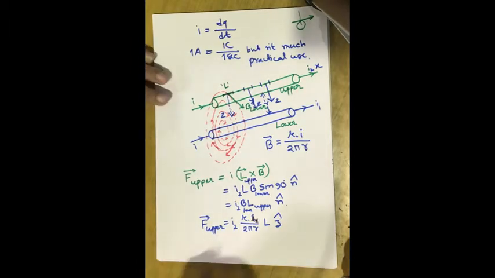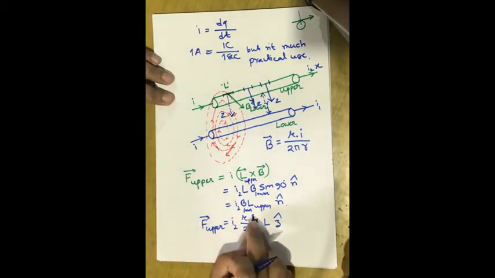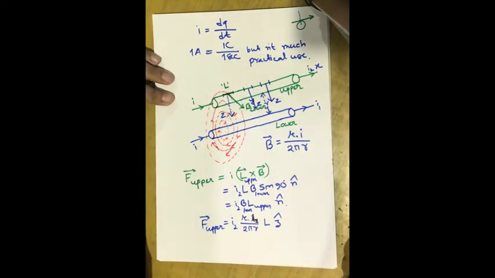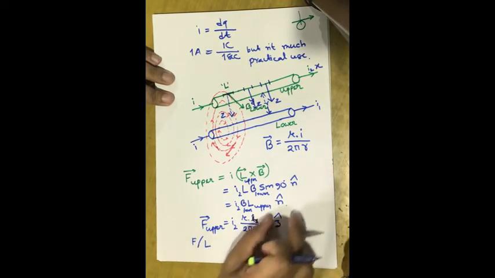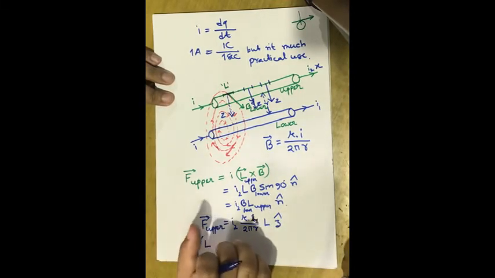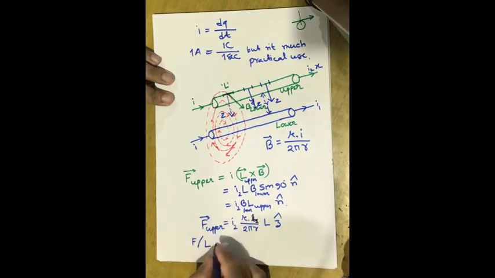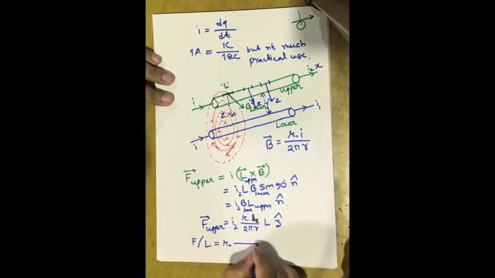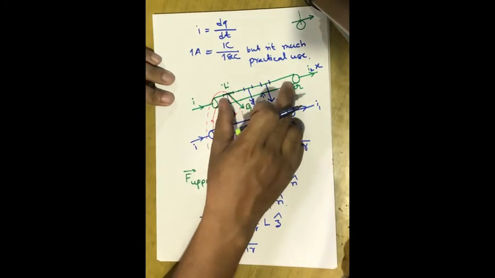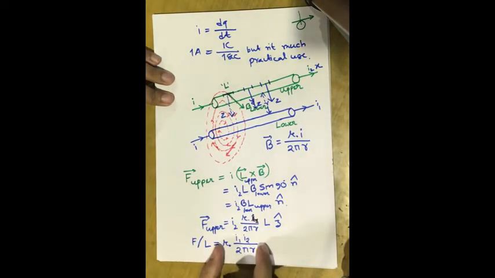Okay, so this is the magnitude of the force: mu naught I1 I2 divided by twice pi R, times L, and its direction is towards the lower wire. If we put the magnitude of the force per unit length of the wire, we don't have to worry about the direction because we already know it. So F by L will be equal to mu naught I1 into I2 divided by twice pi into R. This is the force per unit length. Per unit length of the upper wire, it will experience this kind of force, towards the lower wire.